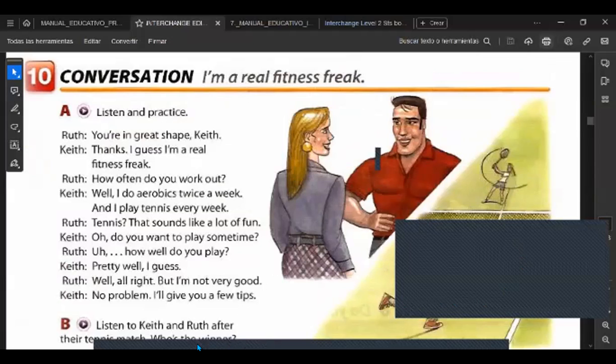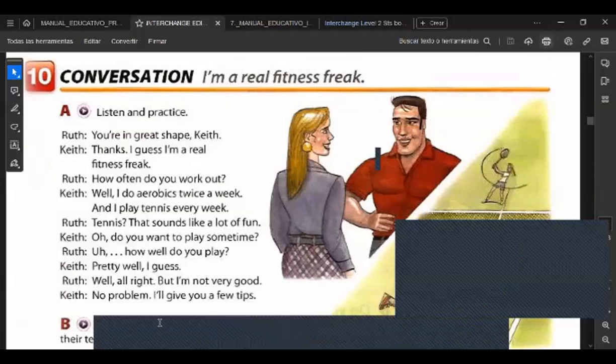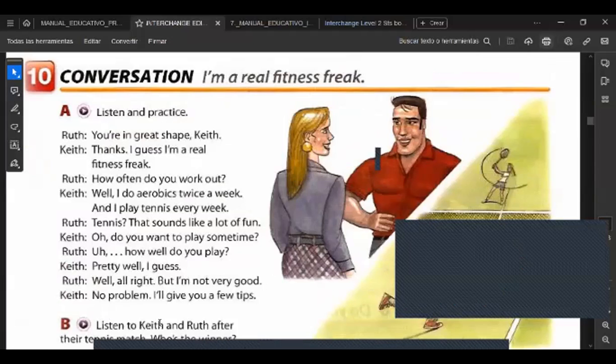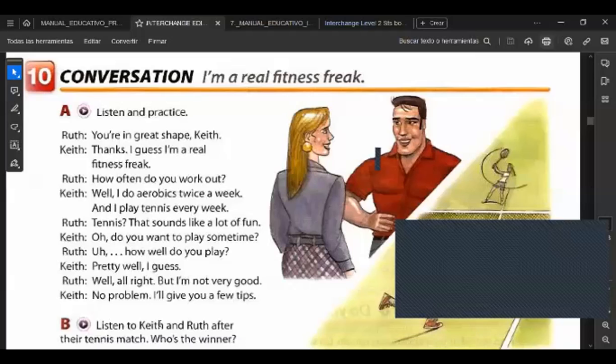Page 39, exercise 10, conversation. I'm a real fitness freak. Part A, listen and practice. You're in great shape, Keith. Thanks. I guess I'm a real fitness freak. How often do you work out? Well, I do aerobics twice a week, and I play tennis every week. Tennis? That sounds like a lot of fun. Oh, do you want to play sometime? How well do you play? Pretty well, I guess. Well, all right, but I'm not very good. No problem. I'll give you a few tips.